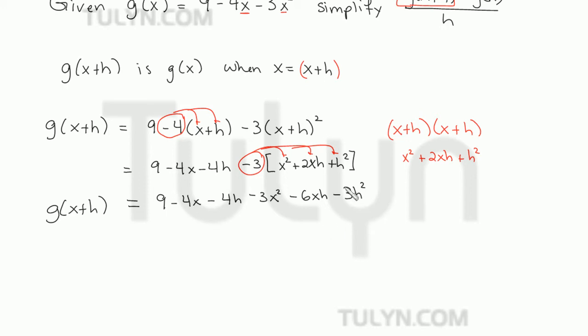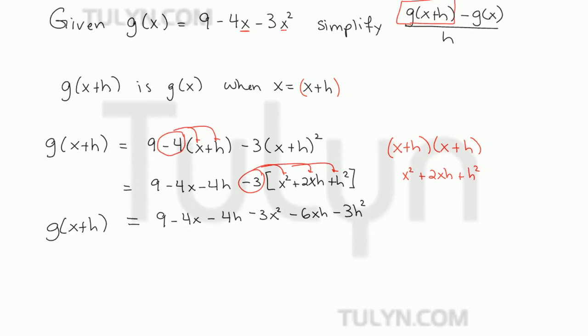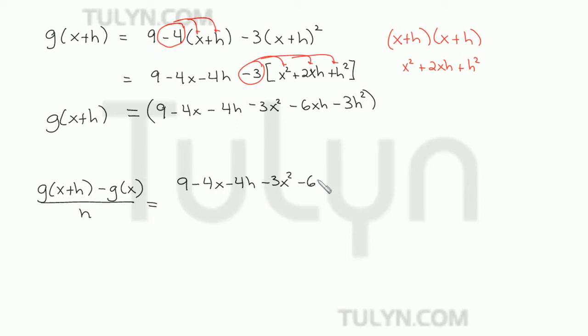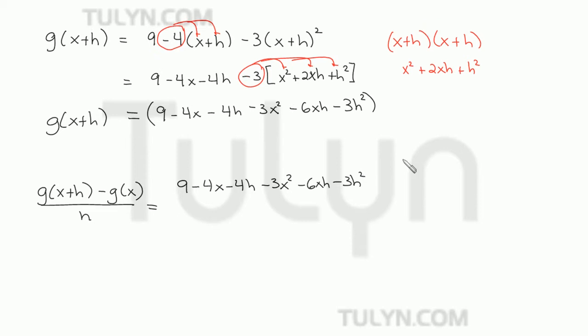Now we can plug that in to what we were trying to find, which is g of x plus h minus g of x all over h. So let's do that. g of x plus h is this thing, so let's write that first: 9 minus 4x minus 4h minus 3x squared minus 6xh minus 3h squared. And after writing this monster down, we want to have minus g of x.